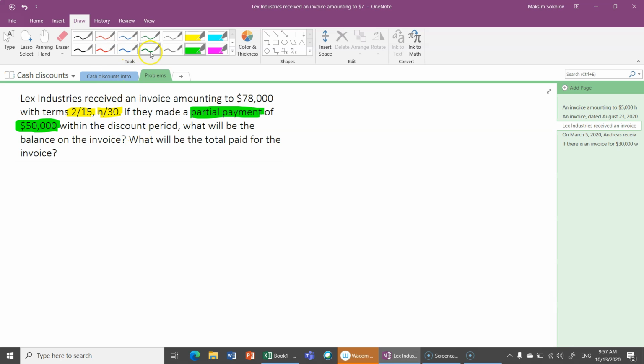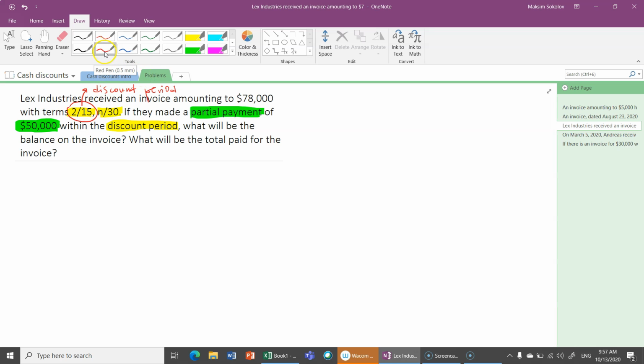Now, when we read here discount window, what does it mean, discount period? So the discount period is right here. It's when they get the discount. So 15 days is the discount period. That's what this problem is referring to. What is happening when the company is paying $50,000 within the discount period?